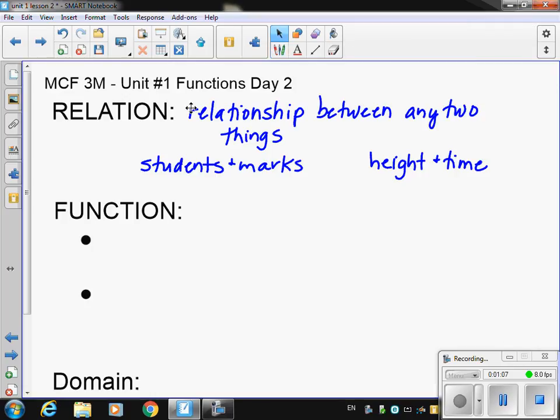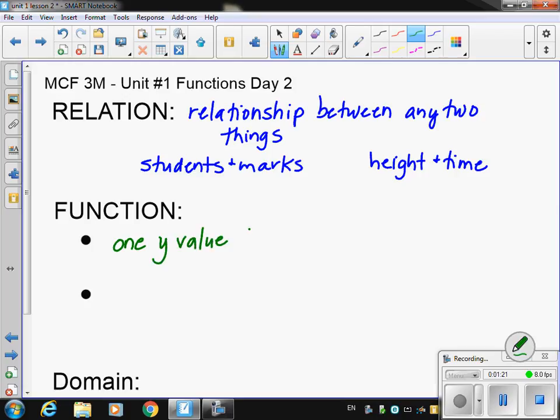A function has a special definition. The first one is the most important one, but it says that there is one y value for every x value. Or there's only one output for every input.